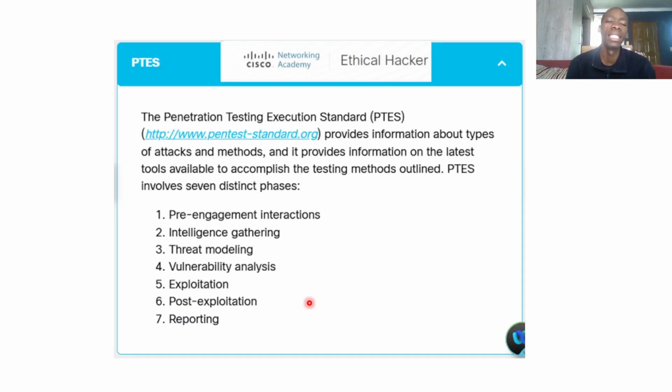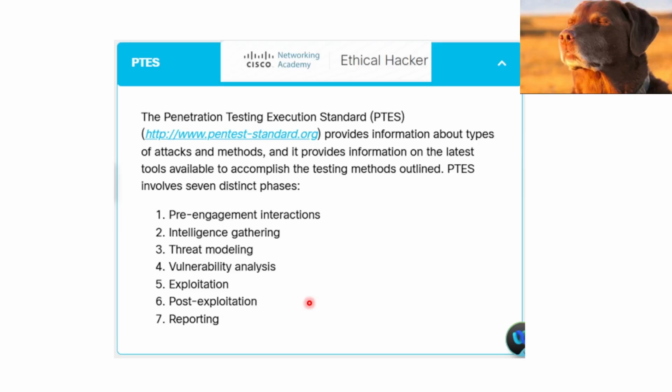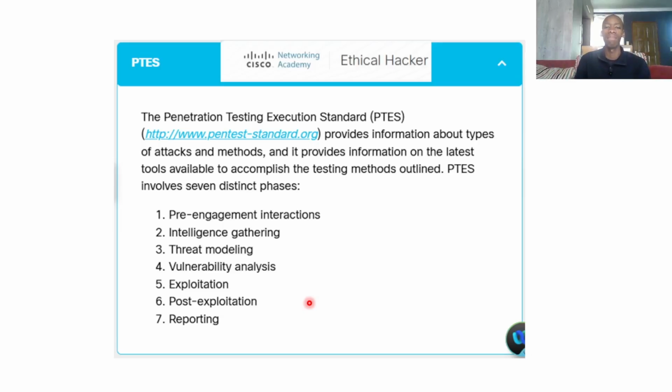Then we have the PTES. This standard provides information about types of attacks and methods. It provides information on the latest tools available to accomplish the testing methods outlined. PTES involves 7 distinct phases. So now I take this one and put it on the attack side of pen testing. Okay, not necessarily the defense side, but more so the attack side. The phases are pre-engagement interaction, intelligence gathering, threat modeling, vulnerability analysis, exploitation, post-exploitation, and reporting.